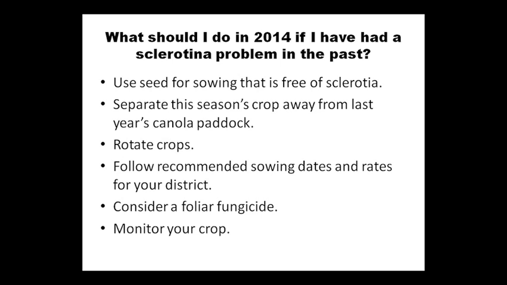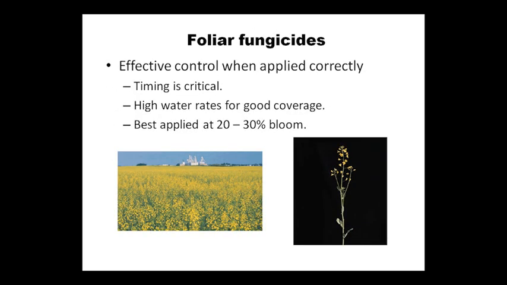The other one we've got here is follow recommended sowing dates. The reason for that is we have seen Sclerotinia in some regions where people have sown extremely late for some reason, and then they're flowering further into the spring when the weather conditions are warmer. So that can certainly be a problem. At the moment, our control is foliar fungicides, which can be extremely effective.